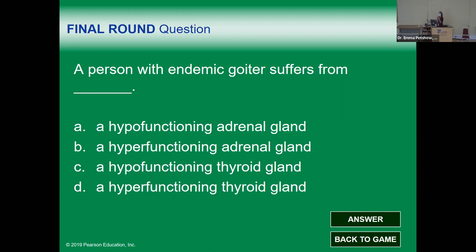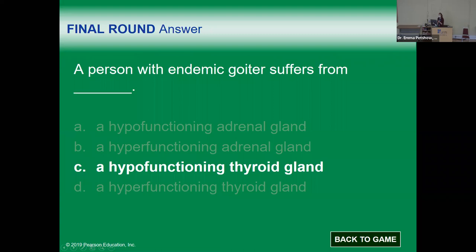All right, everyone has the answer. The song's done. Great. Hypofunctioning thyroid gland. Okay, hypofunctioning, endemic goiter. What's an endemic goiter from? Iodine deficiency. So if we don't have iodine, we can't make what? T3, T4, right? If we can't make T3, T4, is our thyroid gland going to be functioning at high or low rates? Low rate. We don't have the actual hormones that do the things. Now, will that potentially cause us to have upstream effects at TSH and TRH? Absolutely. We're going to definitely see those upstream effects, but it's a hypofunctioning thyroid gland with an endemic goiter.